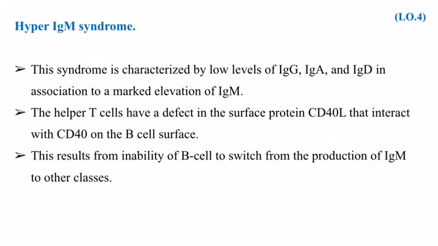What do we mean by class switching? The B cell first produces IgM, IgD, and then class switching occurs, meaning it switches and starts to produce other classes, IgG, IgA, according to the infection, the type of infection. Here there is a defect in class switching of the B cell because of a defect in the surface protein, CD40 ligand, on the T cell. Okay.